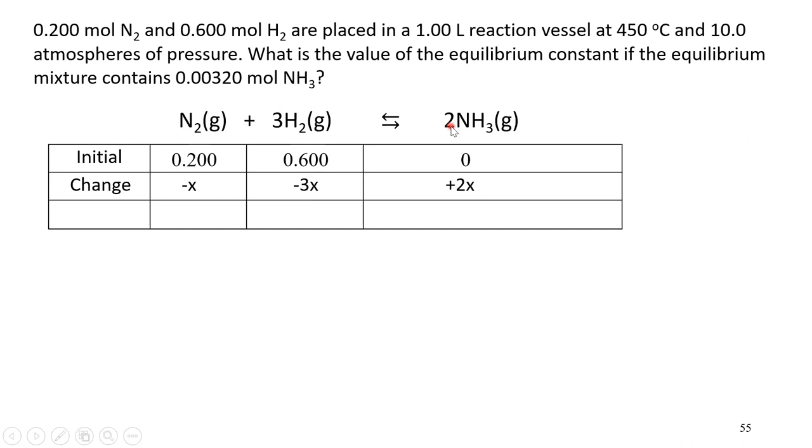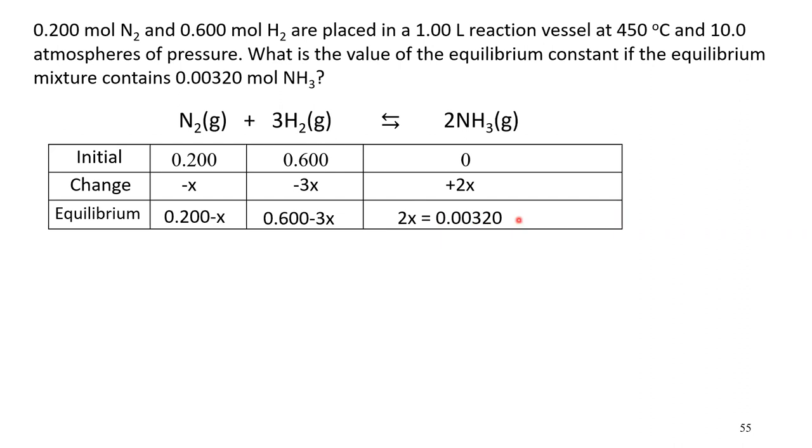2X of ammonia is going to be produced. And we have a plus sign here because we're making the ammonia to get to equilibrium. So the E part of this ICE chart is equilibrium. So we've got initial, change, equilibrium. ICE charts are a way for us to organize our information. So at equilibrium, we're going to have 0.200 minus X for our nitrogen, and we have 0.600 minus 3X for our hydrogen. And we're going to have 2X for our ammonia. And it tells us that that's 0.00320 moles per liter. So it's giving us what 2X equals.